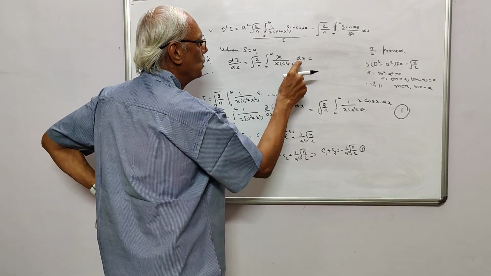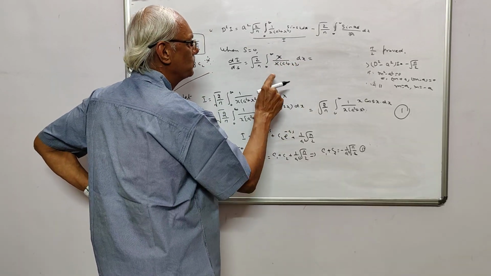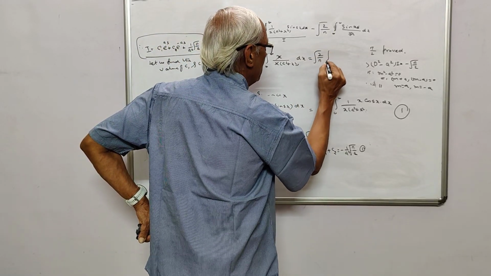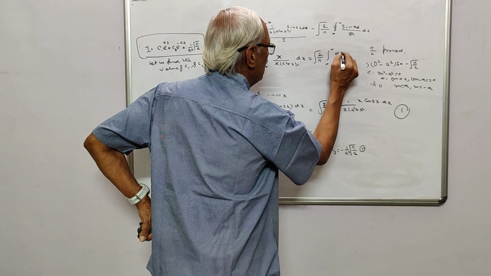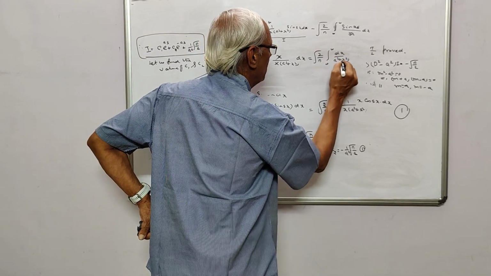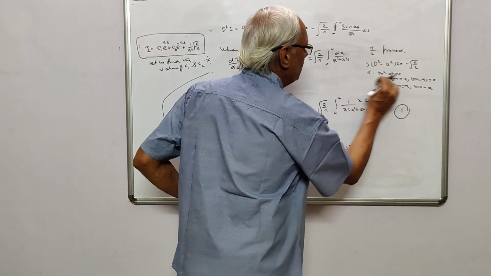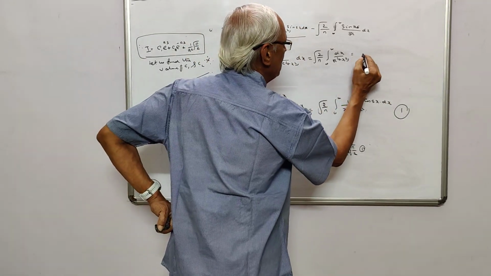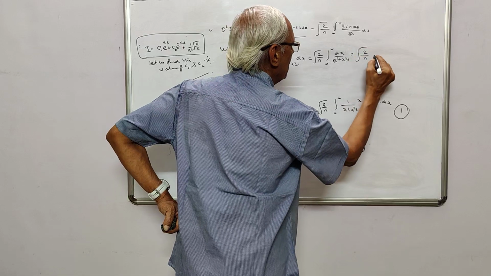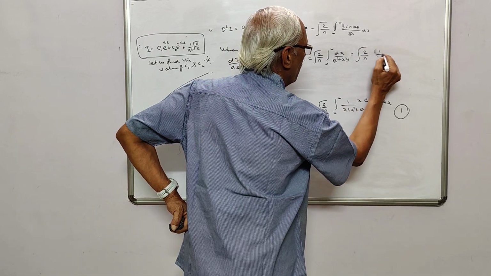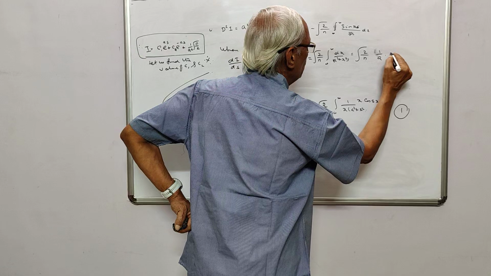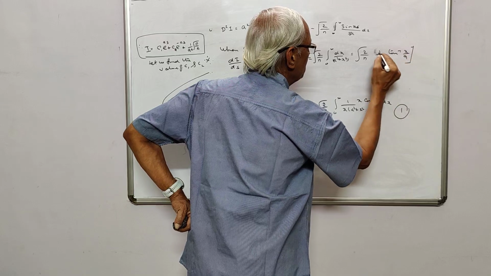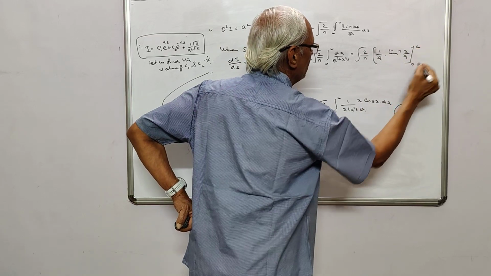This is nothing but what? This is what you get as square root of 2 by pi into 0 to infinity of dx by a squared plus x squared. But this is nothing but what? The integral of this is 1 by a into tan minus 1 of x by a. So this is square root of 2 by pi into 1 by a into tan minus 1 of x by a, and this must be raised to 0 to infinity.